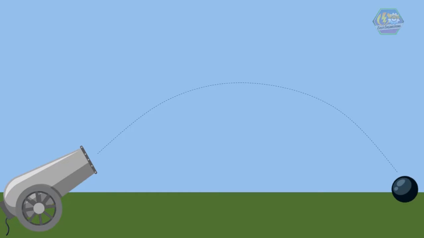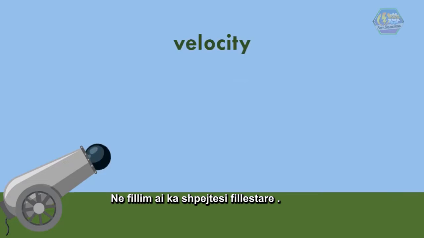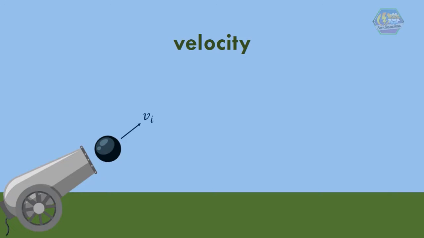First is its velocity. Initially, the cannonball has an initial velocity. This initial velocity can be resolved into its x direction component and y direction component. This means that the cannonball is moving upward while moving to the right.